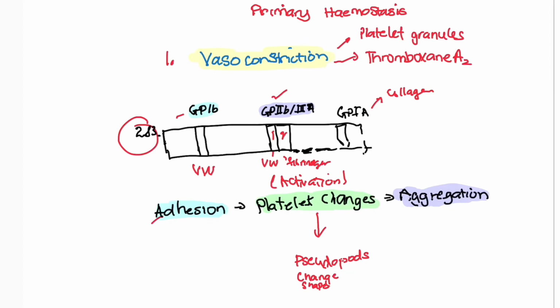Between adhesion and aggregation, there's actually activation of your platelets. The platelets now get pseudopods and change shape, and this causes activation. Aggregation occurs when GP2B and 3A bind to von Willebrand factor and fibrinogen. There is also a third receptor, the GP1A binding site, which binds directly to collagen. All in all, these processes enable a clot, or a plug, to be formed to stop the bleeding from occurring.